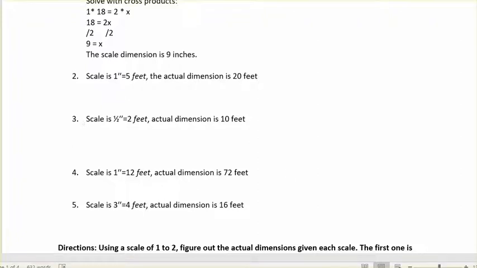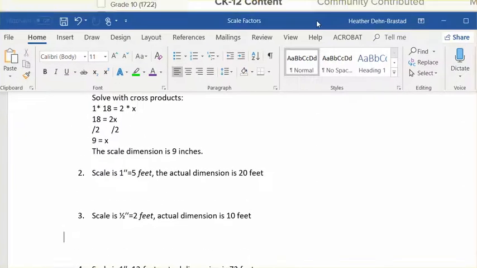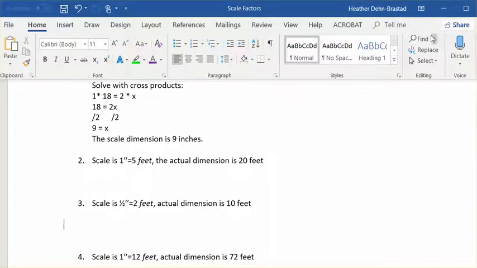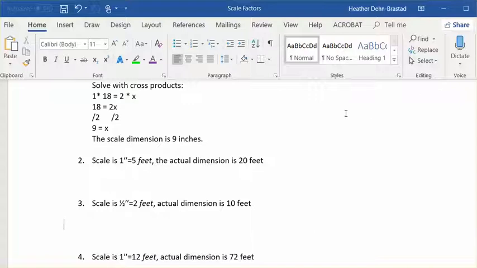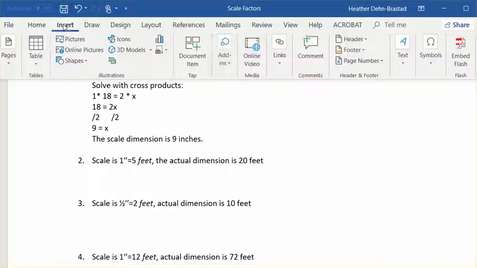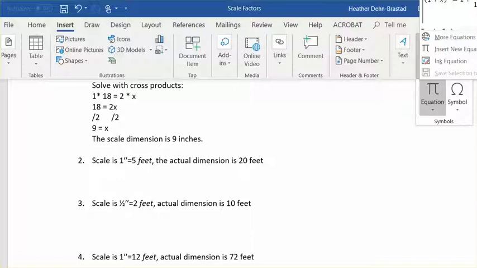All right, so I'm just readjusting a little bit here so that you can see the top part of the Word document, and I've got all my tools shown. If you don't see all of these tools, you can click on this button here, which lets you decide to show tabs and commands, which is what I've already done. And then I'm going to go to Insert, and then under Insert there's a thing for symbols, or you might see equations right there in your screen.